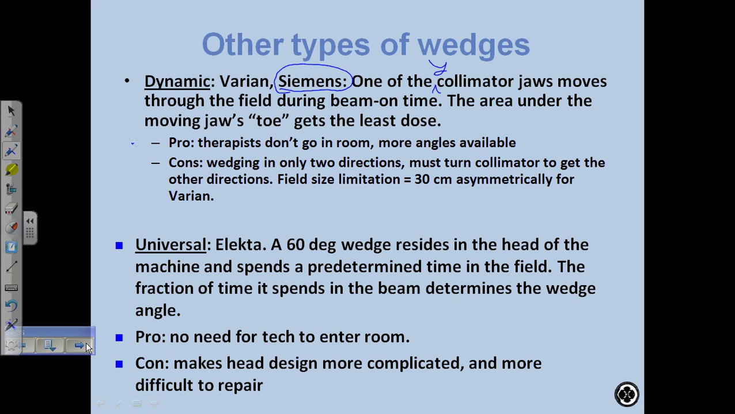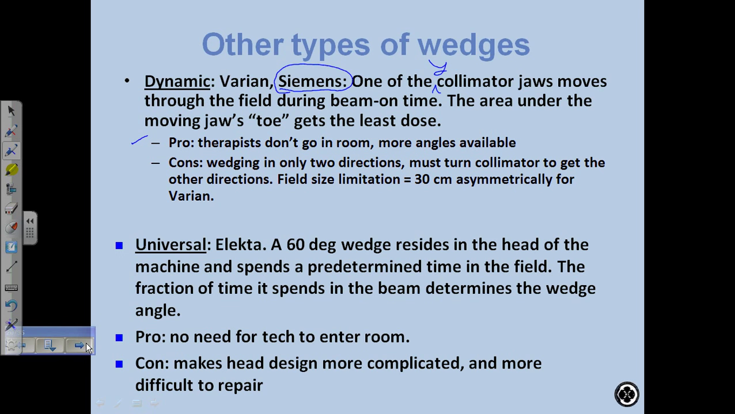The advantage of dynamic wedges: therapists don't have to go in the room. This is remotely programmed. We put it on our treatment planning computer, part of the treatment plan, and then that information is sent to the record and verify system, which is sent to the treatment console, which is programmed up to the treatment console, and delivered. Cons: wedging is only in two directions, Y1 and Y2. Must turn the collimator to get other directions. Okay, and there's also a field size limitation of 30 cm asymmetrically for Varian. I'm not sure what the other limitations are.